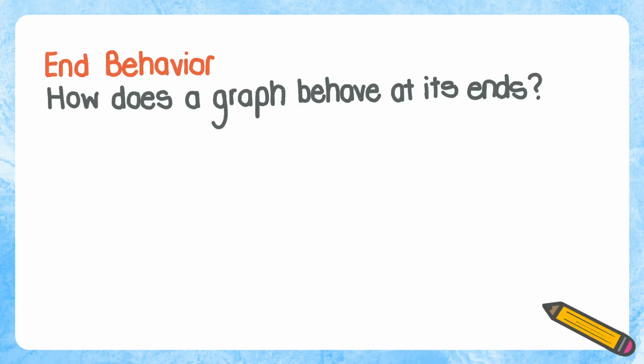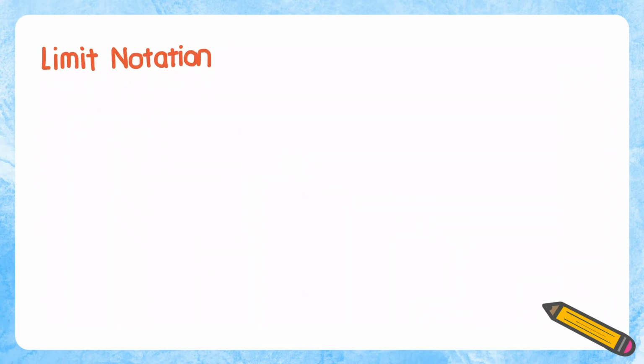So now that we got that out of the way, let's start looking at end behaviors of functions. So end behavior just tells us how the graph behaves at its ends. Notice that ends is plural because you can go to the far left end or the far right end. And to show end behavior, we're going to be using limit notation. So please copy this carefully.